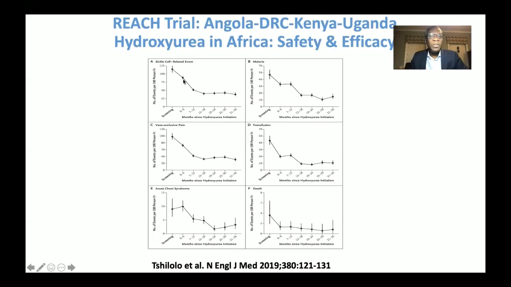In this study, you can see that all sickle cell-related events declined over time. And what was even more interesting was that malaria events reduced significantly. So rather than increase the risk of malaria, hydroxyurea therapy actually decreases malaria events. Vaso-occlusive pain events were reduced as would be expected. Transfusion therapy was reduced, incidence of acute chest syndrome reduced over time, and there was a decrease in mortality.